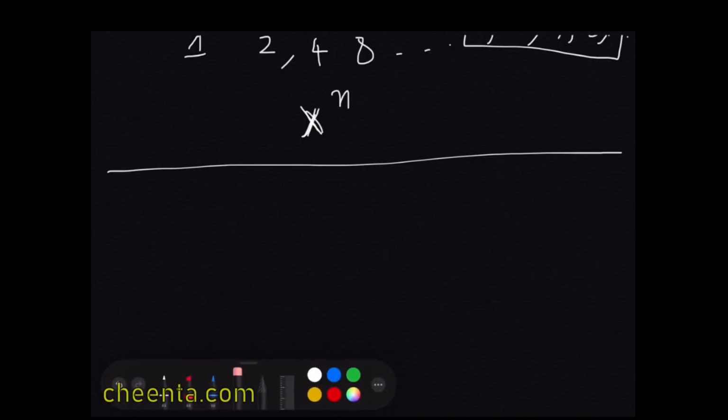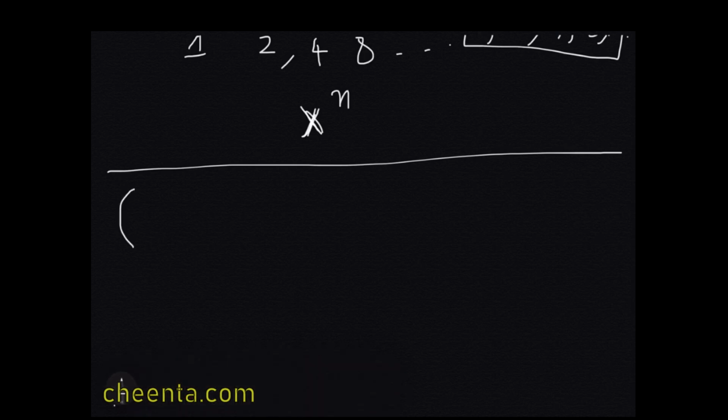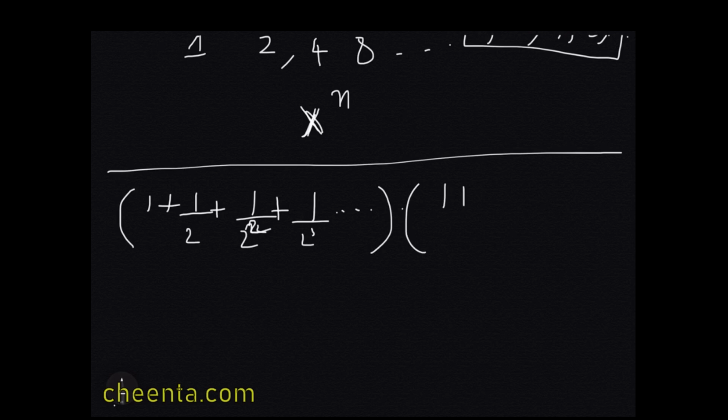Yeah, so what I meant was, just like how in binary every number has a unique representation, every number has a unique prime factorization. So look at this first: 1 plus 1 by 2 plus 1 by 2 square plus 1 by 2 cube and so on, times 1 plus 1 by 3 plus 1 by 3 square plus 1 by 3 cube and so on.